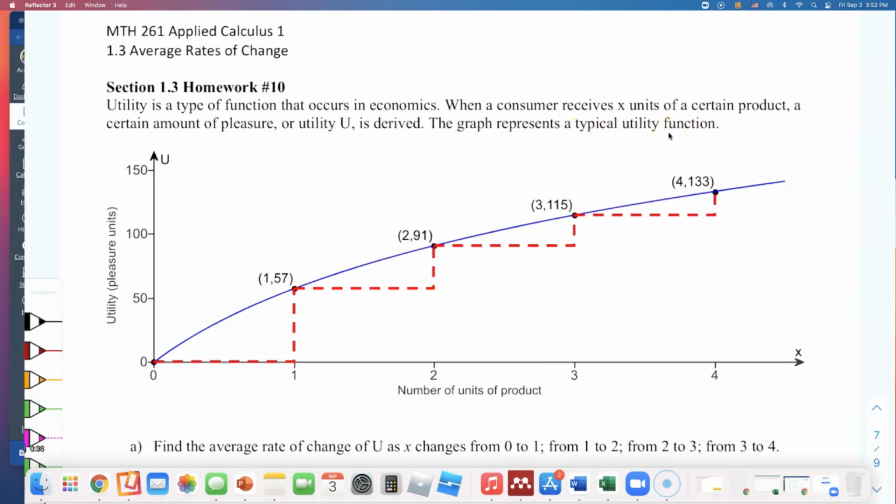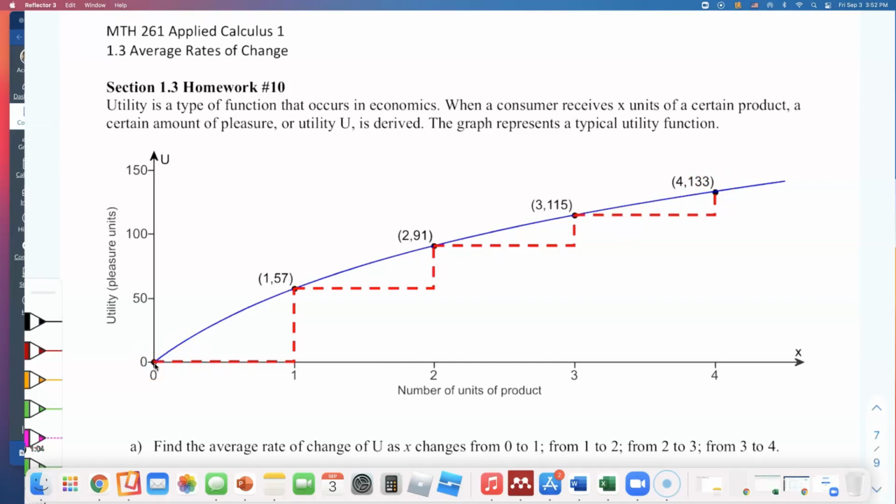So let's take a look. I can see that this is an increasing function. So the more product you have, what do you notice? The more product you have, the higher the pleasure units. Right? So if I have 4 iPhones, my happiness or pleasure is this number. But if I have 0 iPhones, that will be down here.